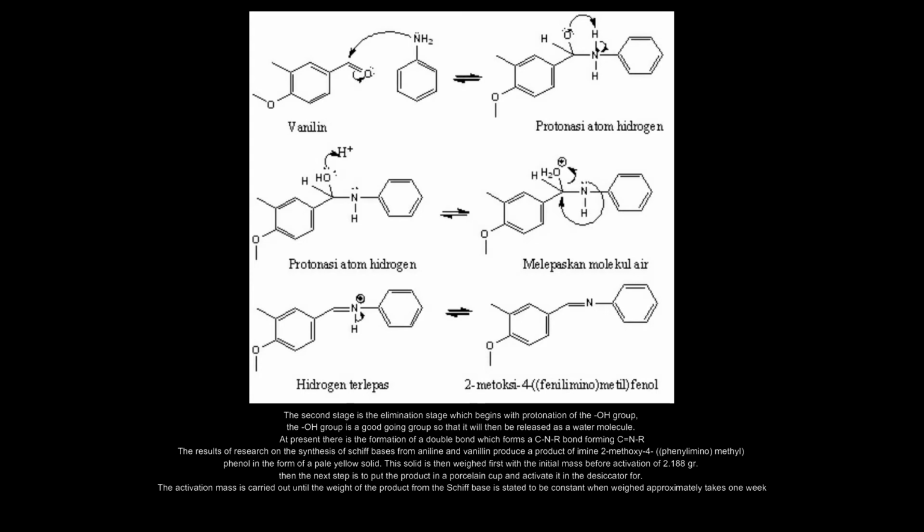The second stage is the elimination stage, which begins with protonation of the hydroxide group. The hydroxide group is a good leaving group, so it will then be released as a water molecule. At this point, there is the formation of a double bond from the C-N-R single bond, forming C=N-R. The result of the research on the synthesis of Schiff-Base from aniline and vanillin produces an imine product, 2-methoxy-4-phenylaminomethyl-phenol, in the form of a pale yellow solid.